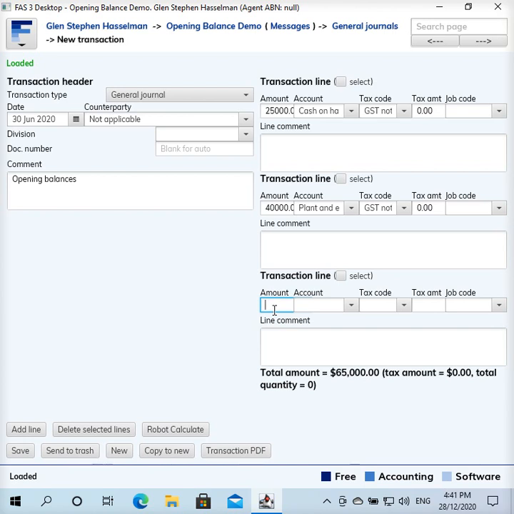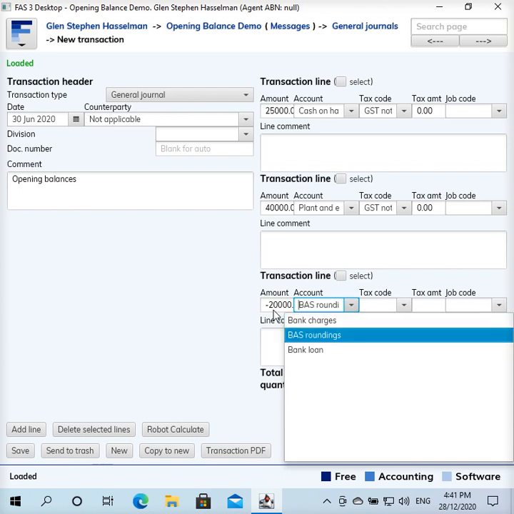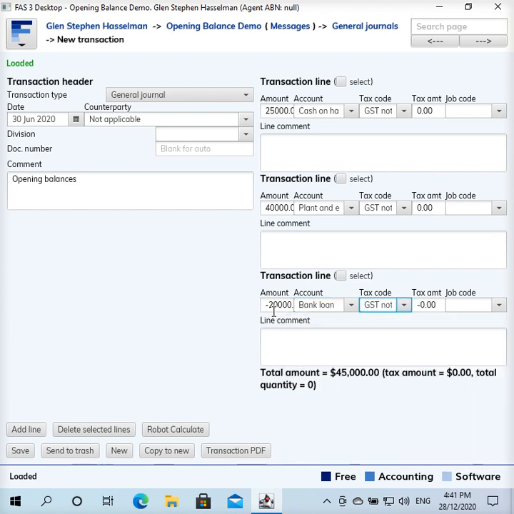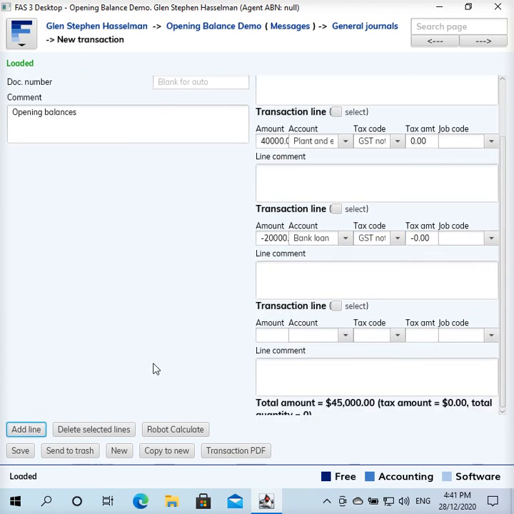Then on the liability side, let's say you've got a bank loan of $20,000. Okay, so on the liability side, they should be credits, so enter them as negative figures. Credits are negative on these general journal pages. Okay, and then the last thing that you should have to enter is your retained earnings balance.